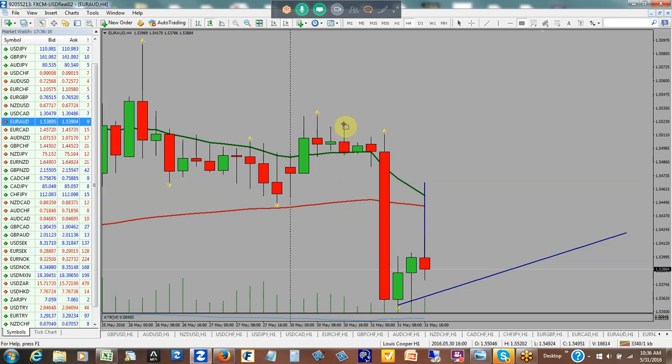Let me draw a box. So now this was a news candle, obviously, but I want you to get the premise. When you get a close outside of this box, that's another slam dunk. And you can look for that.